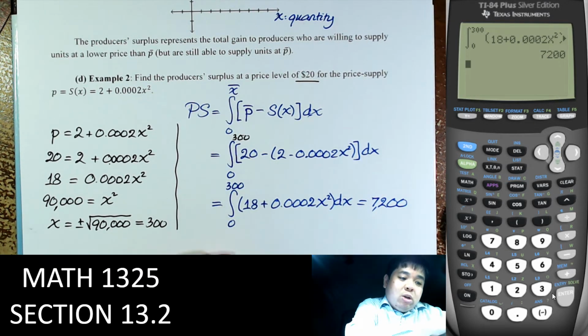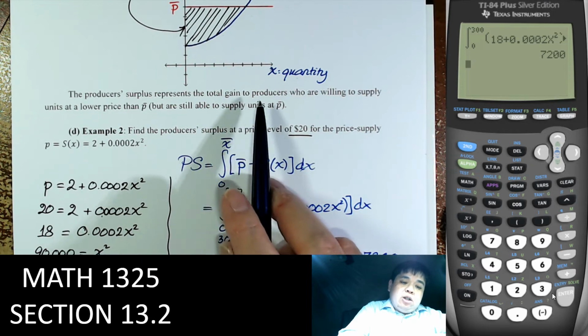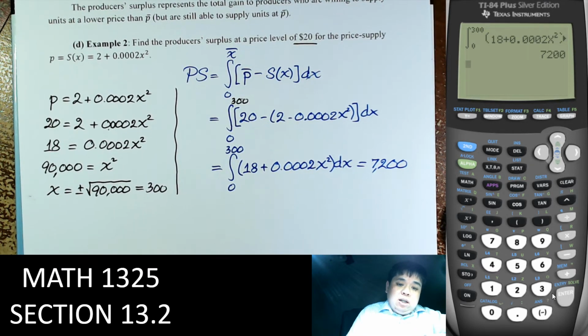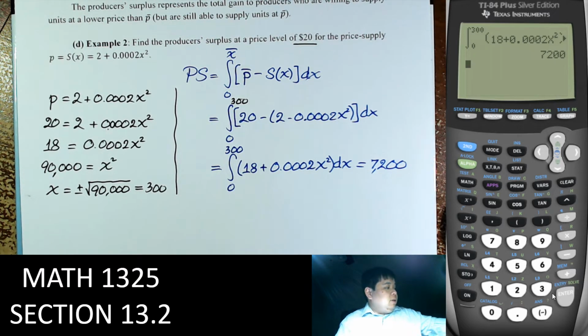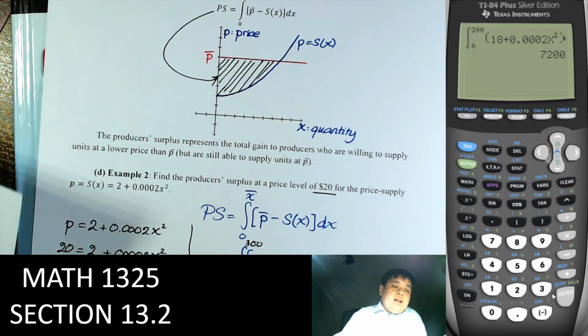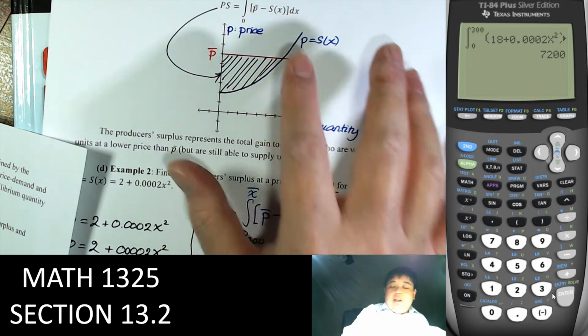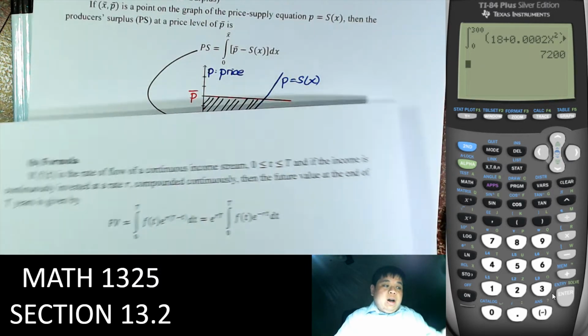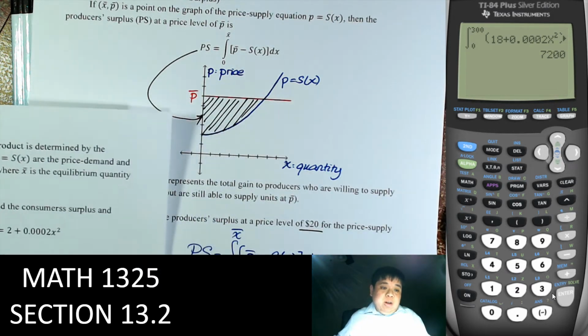Right. So once again, that represents the total gain to the producers who are willing to supply a unit at a lower price than P. Once again, supply is an increasing function, demand is a decreasing function. So one is above the price and one is below the price.